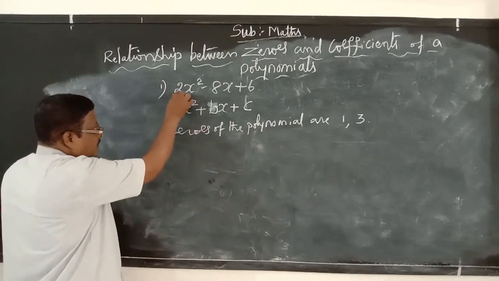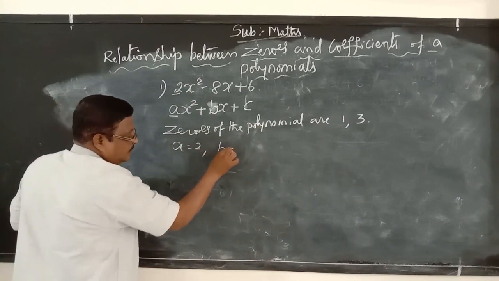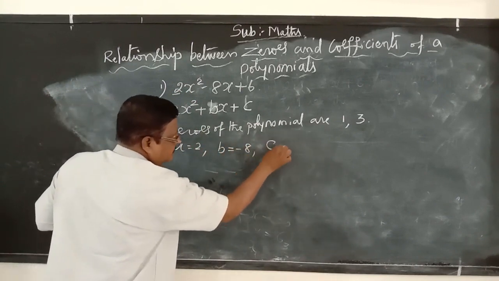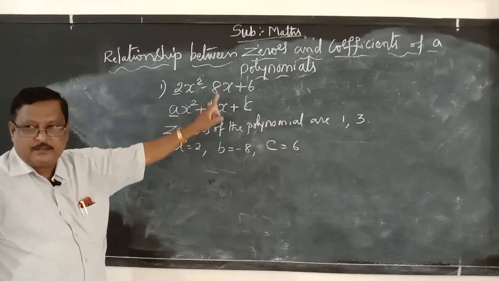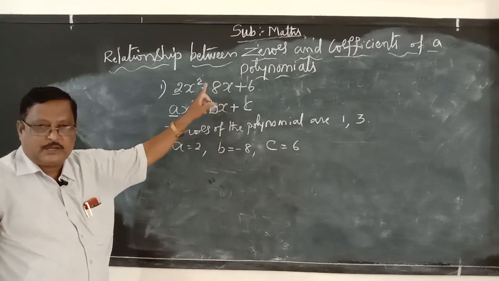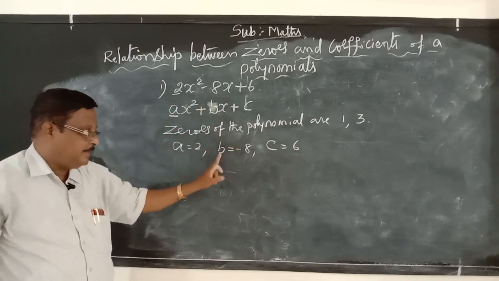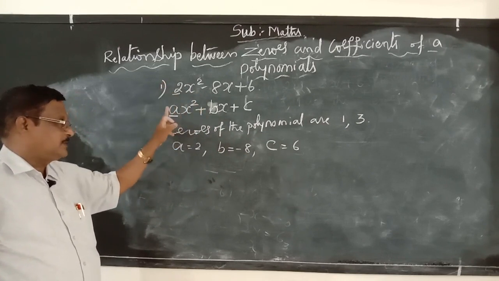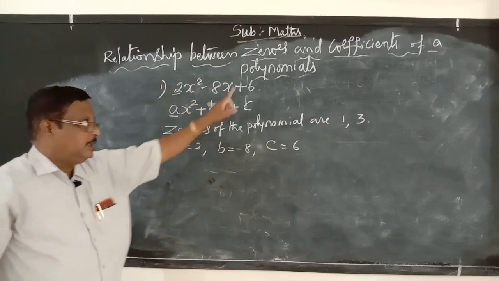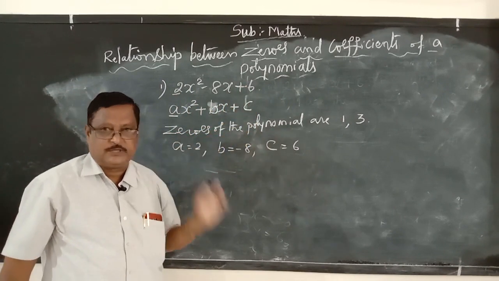Here, what is the value of a? A value is equal to 2, comma. B value is equal to minus 8, comma. C value is equal to 6. See here, here x is there, here x is there. Coefficient of x is minus 8. Coefficient of x is plus b. Here b is equal to minus 8. Coefficient of x square is 2. Coefficient of x square is a, a is equal to 2. Here, instead of constant, the number 6 is there, c is equal to 6.